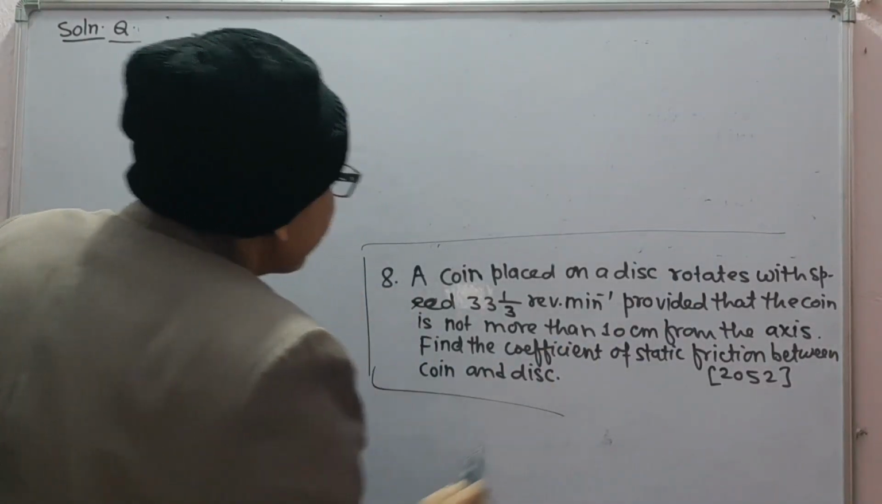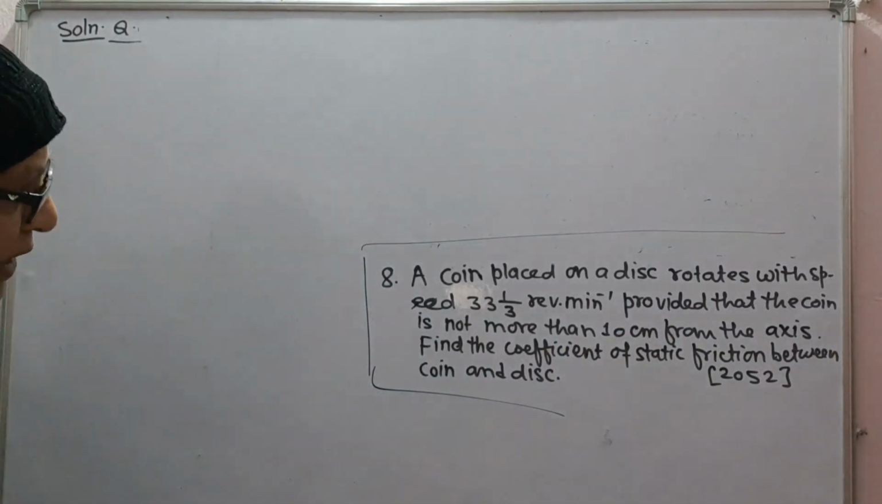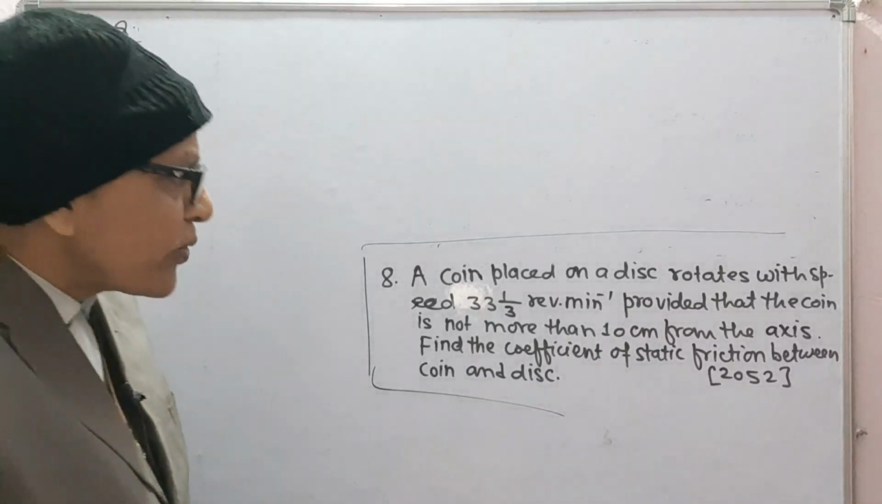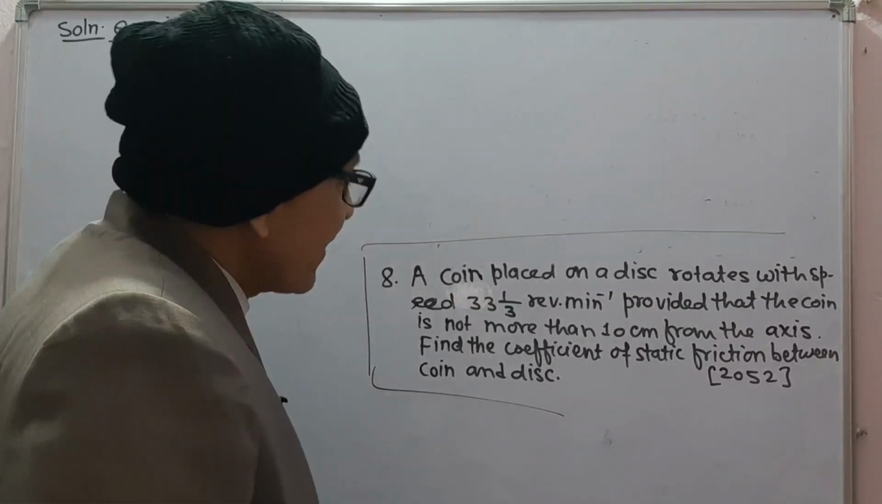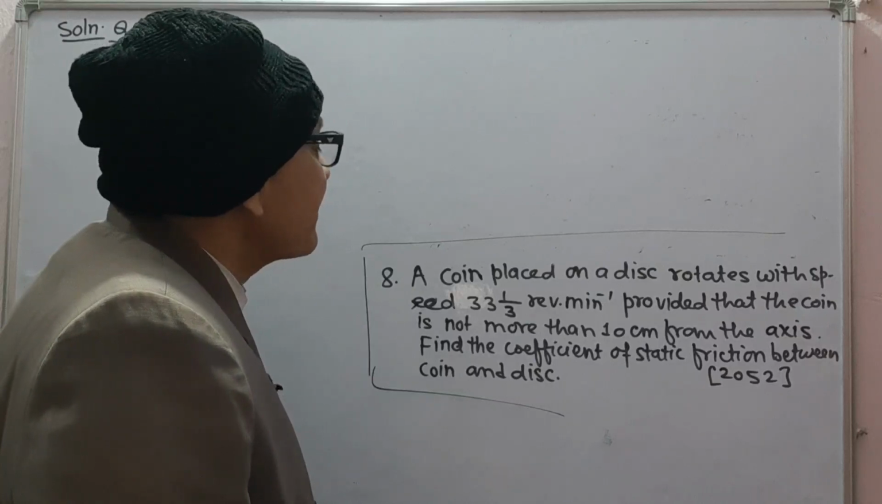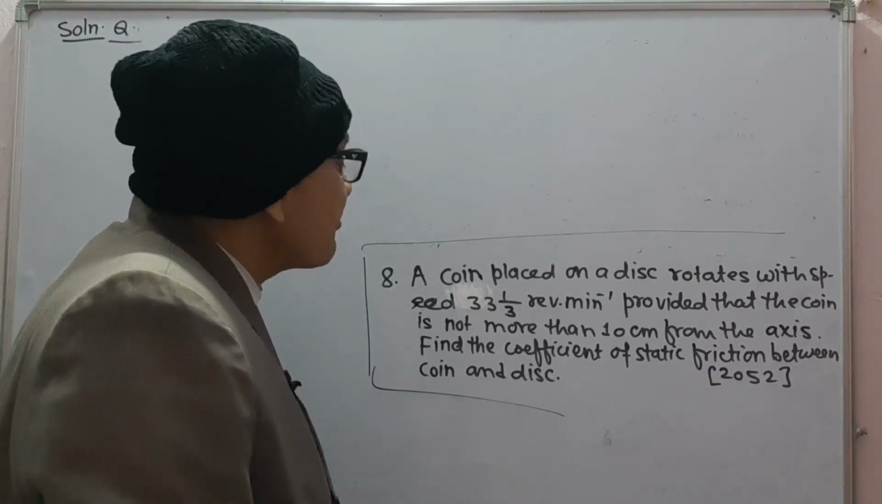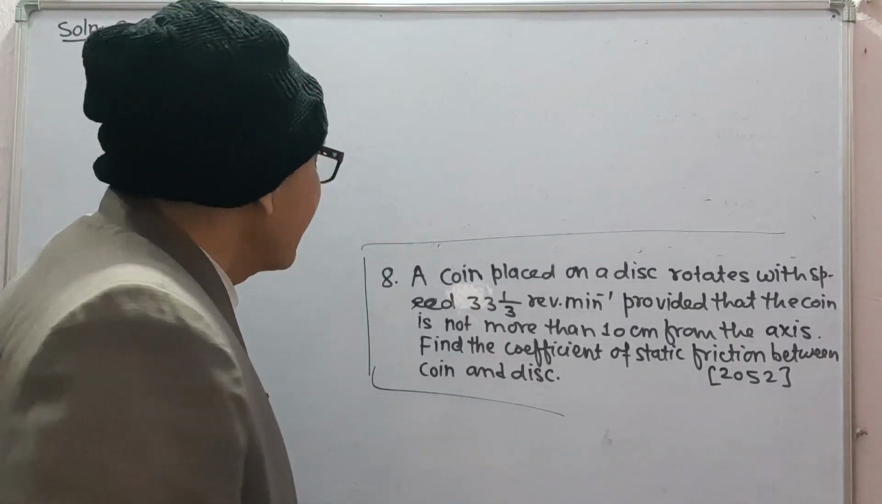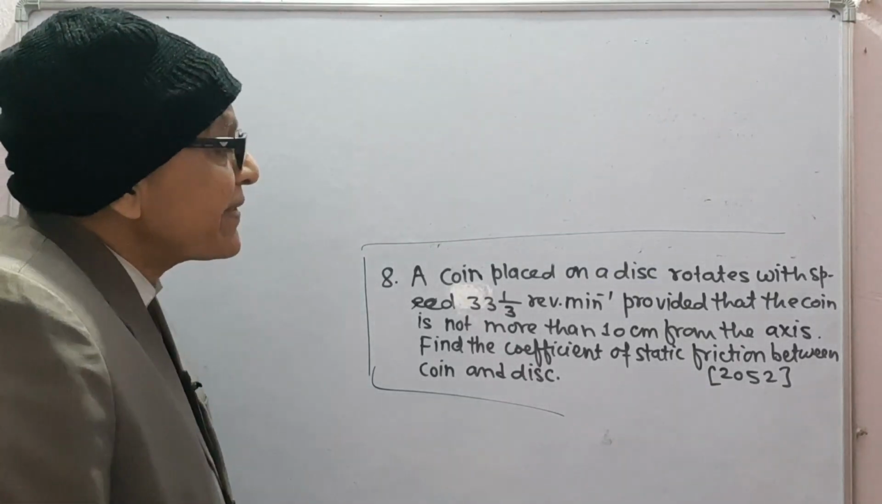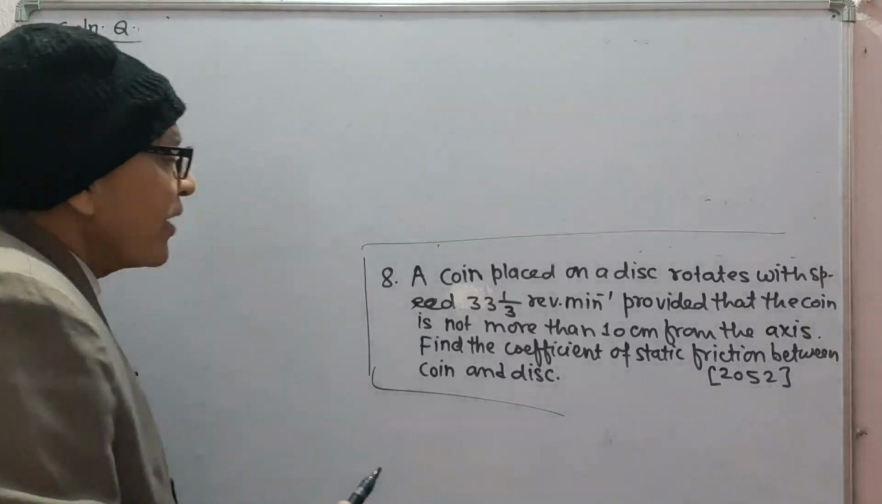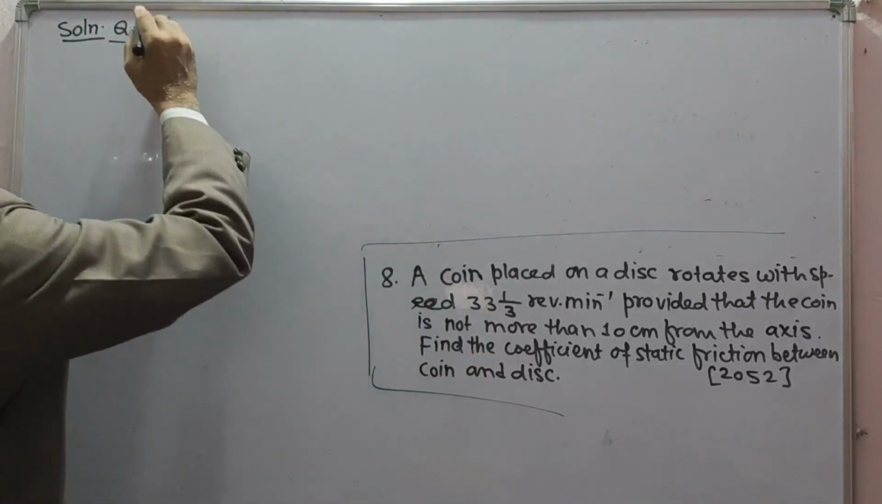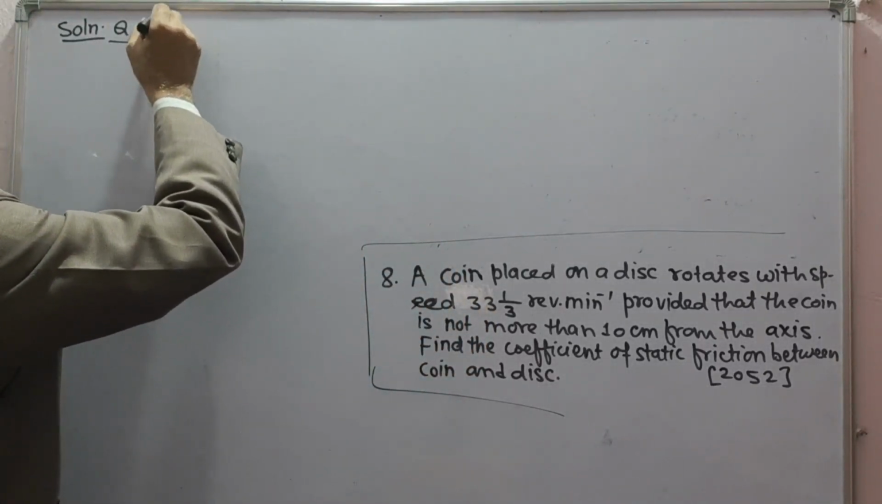Next question number 8. The question is, a coin placed on a disc rotates with speed 33 whole 1/3 revolution per minute, provided that the coin is not more than 10 cm from the axis. Find the coefficient of static friction between coin and disc. Now solution to question 8.